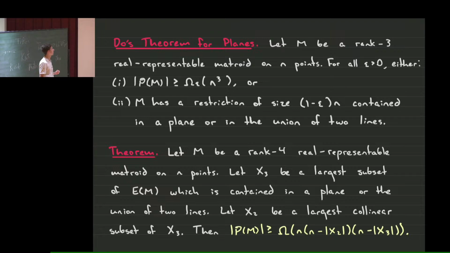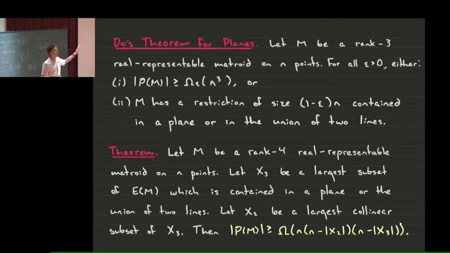Da's theorem, like I say, the light bulb kind of went off when we saw this, particularly because the theorem deals with the structure of a large plane or a large set in the union of two skew lines. That's exactly the structure that we're forbidding, so when we saw that showing up, we really gained some confidence we were on the right track. So I'll give you a sketch of how we derive this.